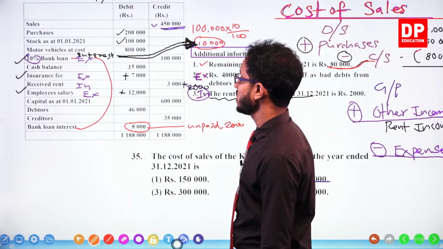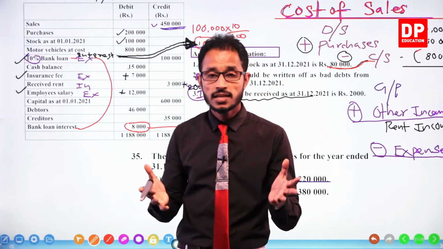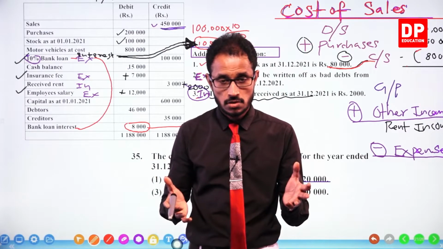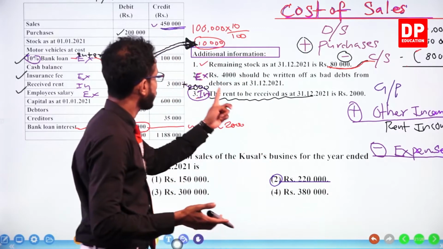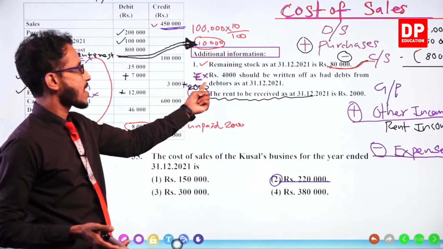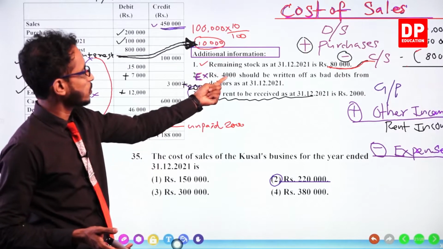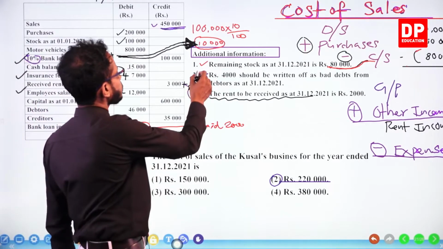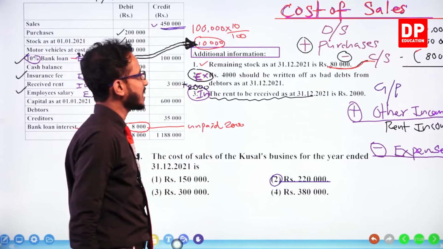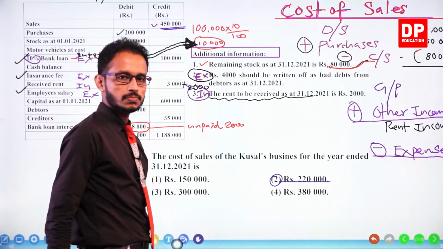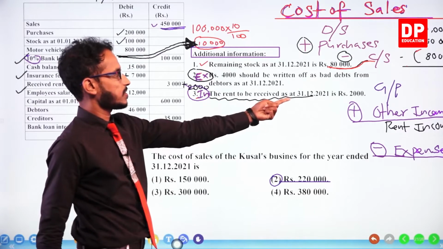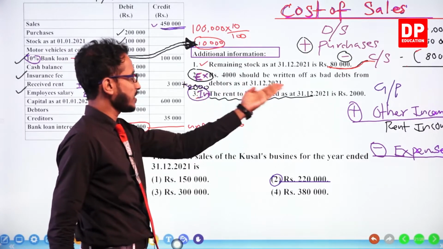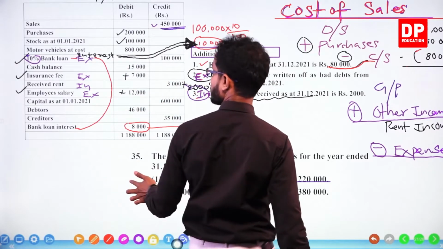29,000. Did we recognize any other expenses? Oh, yes, we did. Bad debts, 4,000. 29,000 plus 4,000 is 33,000. This is an income, rent received, we already took that. 33,000 is the total expenses.